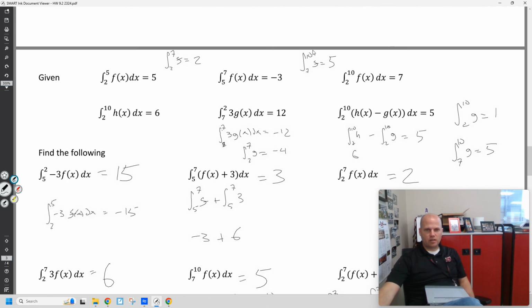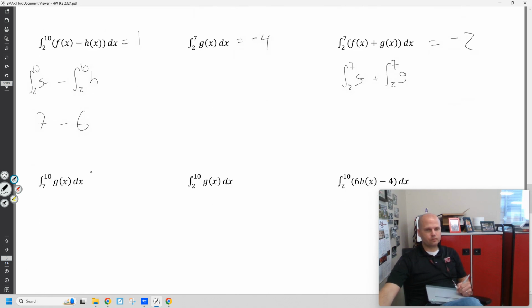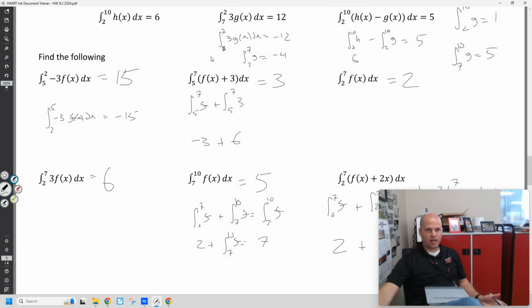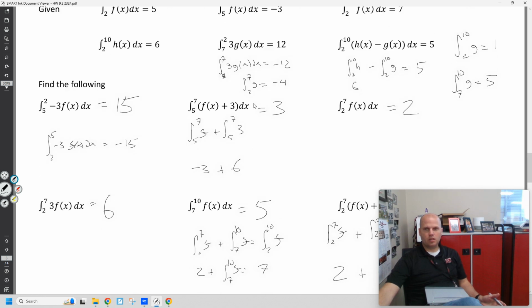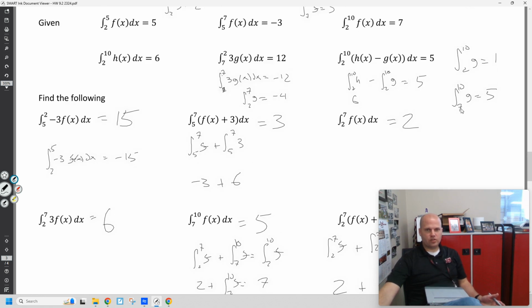7 to 10 of g I found earlier is 5. How did I find that? I found 2 to 7 of g. If you have 7 to 10 of g, it'll give you 2 to 10 of g. I did some work to find 2 to 7 of g and 7 to 10 of g.